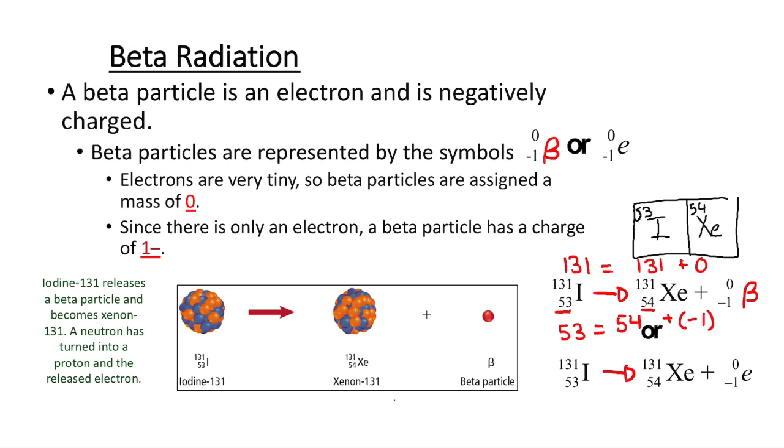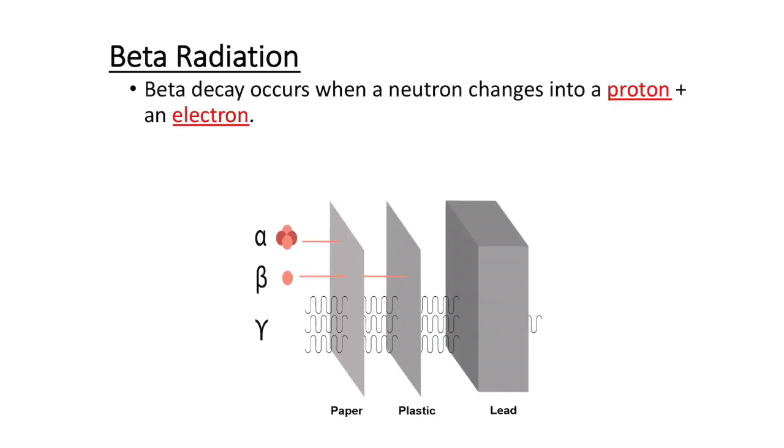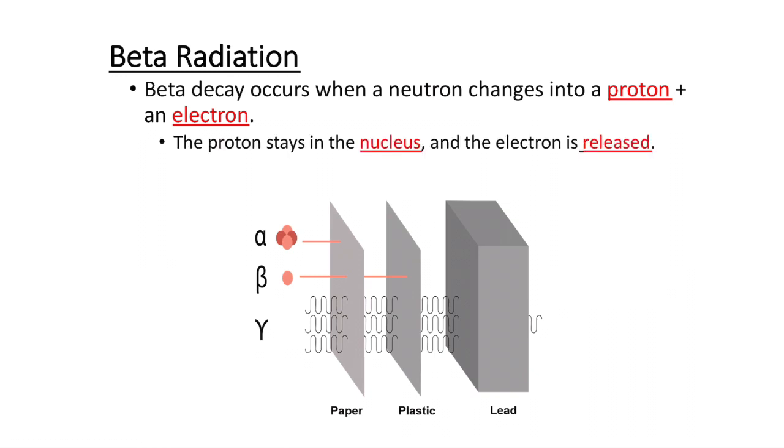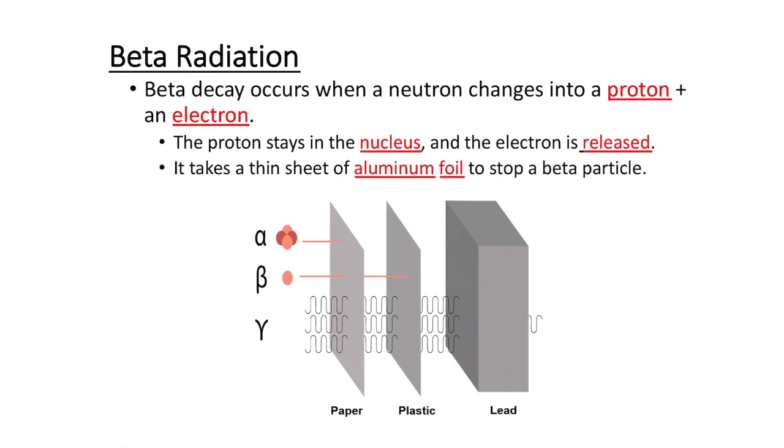Okay, so again, the top numbers balance out, the bottom numbers balance out. So beta decay occurs when a neutron changes into a proton and an electron. The proton stays in the nucleus because it can't leave the nucleus, and the electron is released. It takes a thin sheet of aluminum foil to stop a beta particle, or thin plastic. So it's still easy to stop, just not quite as easy as a piece of paper. But again, it doesn't take much to stop it in its place.